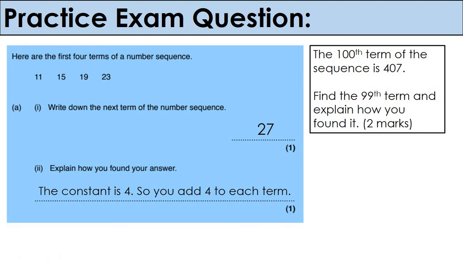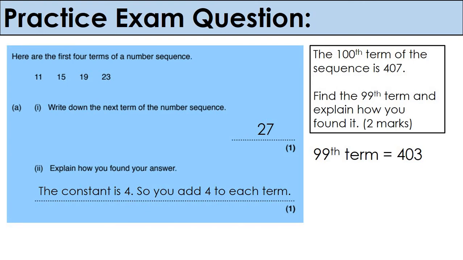So the 100th term of the sequence, that's this sequence, is 407. Find the 99th term and explain how you found it. So we're trying to find the term before. Now, to get from the 99th to the 100th term, you'd add 4. So what would you do if you're working backwards? Well, you'd subtract 4. So the 99th term would be 403.